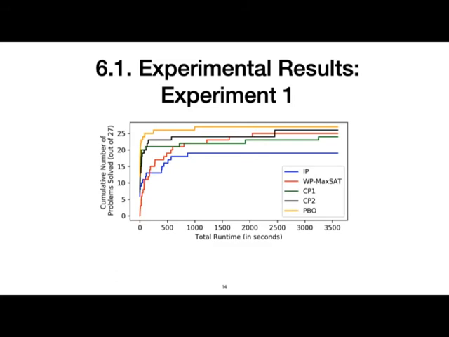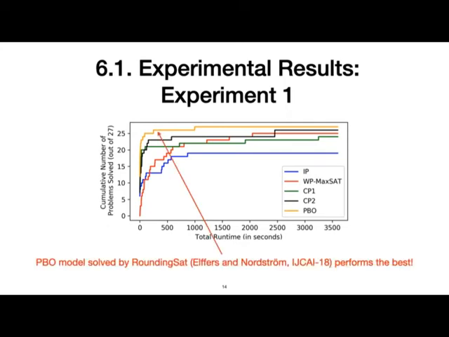In our first set of experiments, we compared different optimization models on the existing benchmark domains with a 1-hour time limit. We found that the PBO model that is solved by rounding SAT performed the best by closing all the benchmark instances within the time limit while requiring significantly less amount of time.